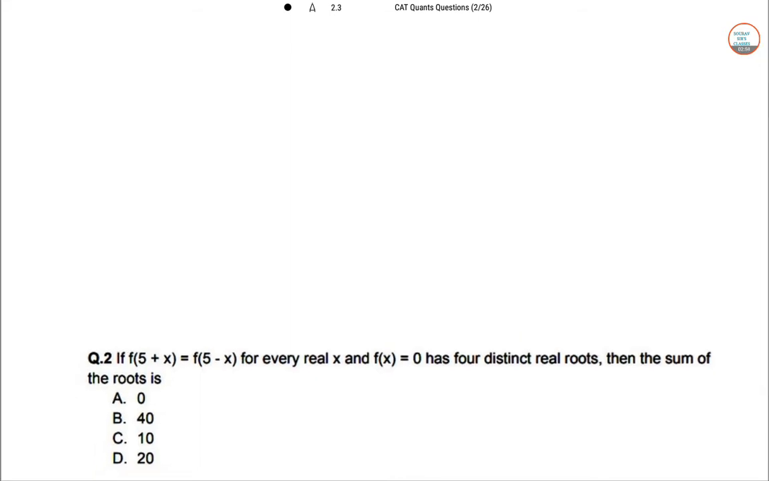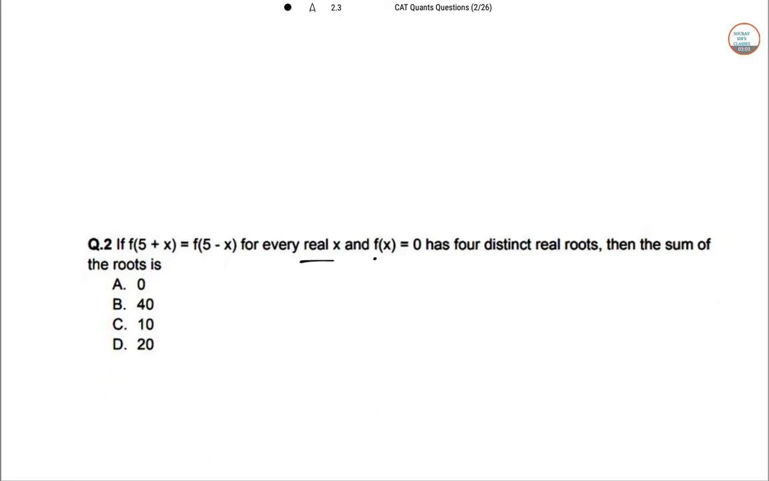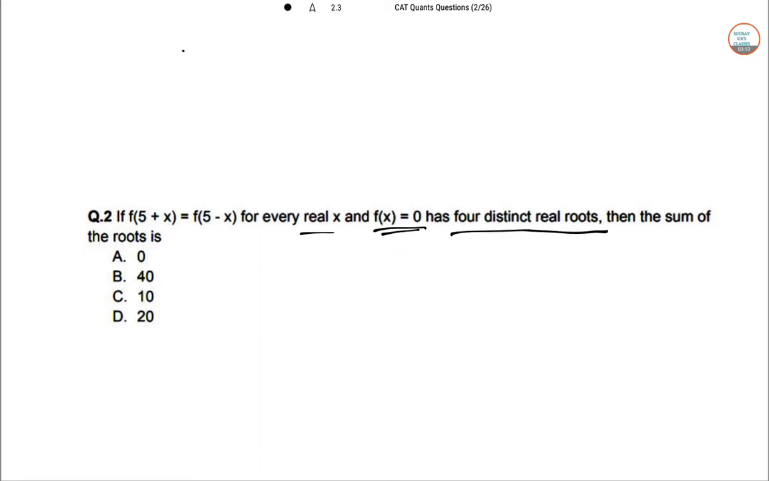If f(5 + x) = f(5 - x) for every real x, and f(x) = 0 has 4 distinct real roots, then find the sum of the roots. Putting x equal to x minus 5, what you will get is f(x) = f(10 - x).